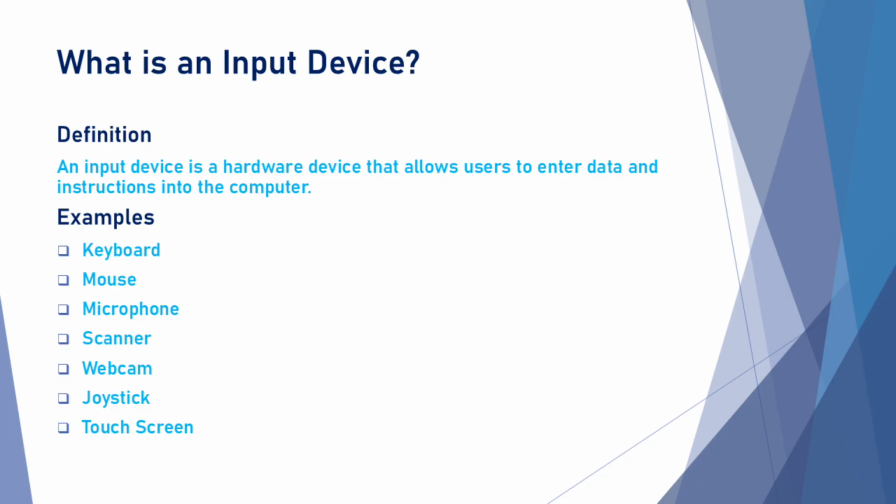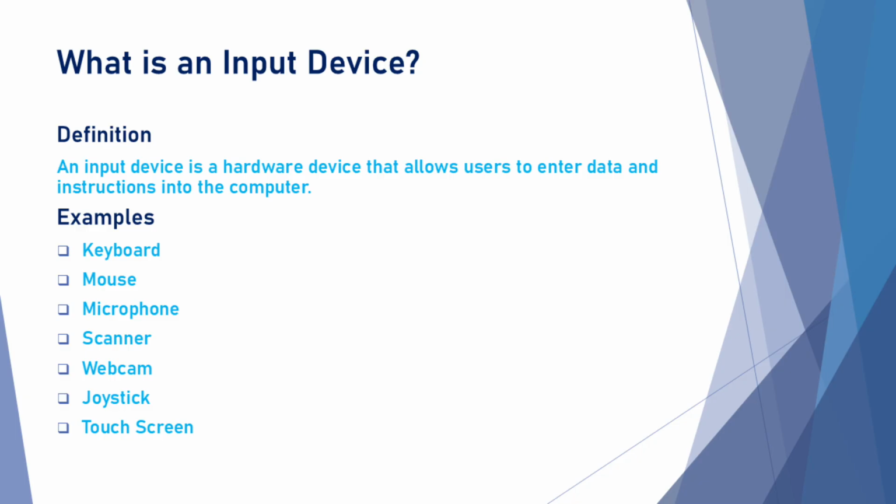So without input devices, as I said earlier, the computer wouldn't know what we want it to do. Without me telling you to do something, how can you know what to do? Isn't it? Exactly the same way, without us telling the computer what to do, the computer would not know what it has to do. So that is the reason why we need input devices, right? So what are the examples of input devices? Keyboard, mouse, scanner, microphone, webcam, joystick, etc.